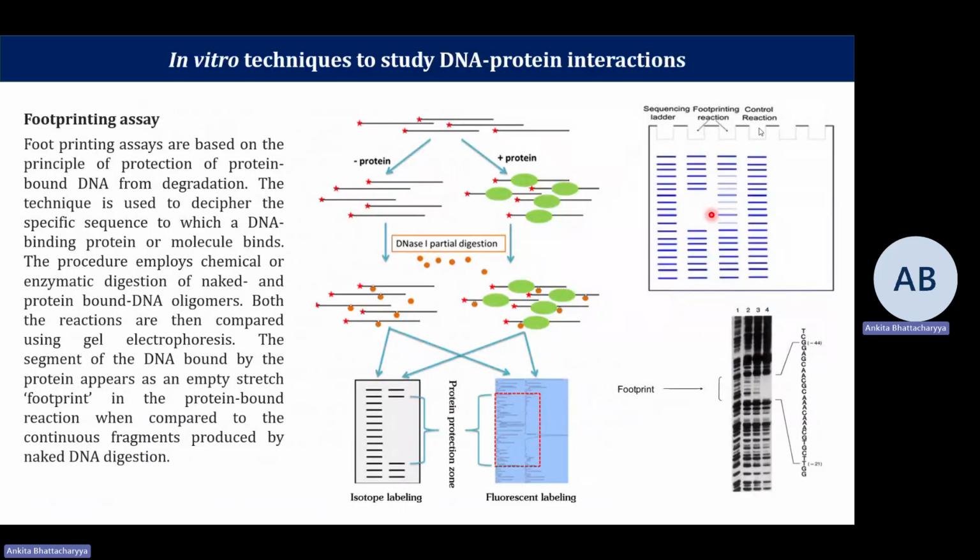What are some of the techniques that you can actually use to study these kinds of interactions? The first example we talked about was the footprinting assay. To summarize and remind you of the process, the DNA is completely digested. Any region which is protein bound will be protected from this digestion, and as a result, will leave behind a footprint.